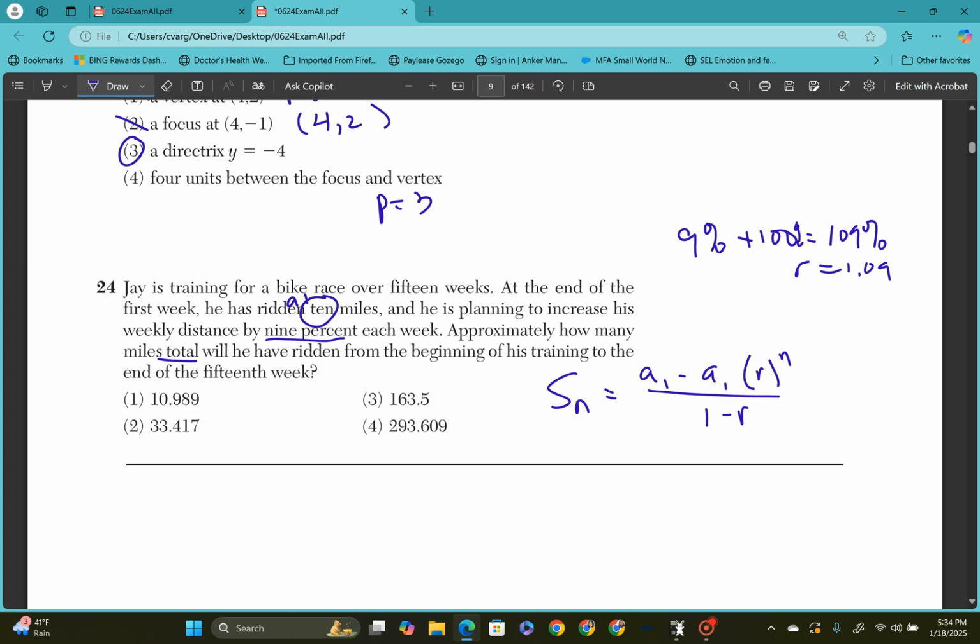What else do we know? It says at the end of the 15th week. Okay, so our N is going to be 15. All right, so we have enough to be able to do this. So S15, the total number of miles that he would have written, is going to be the start, which is 10, minus 10 again, times our rate, which is 1.09 to the 15th power, all over 1 minus 1.09. This whole thing goes into the calculator and we get 293.609.